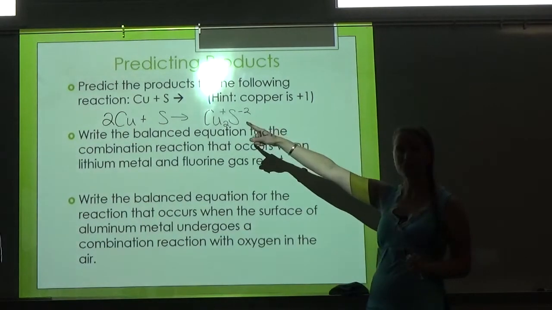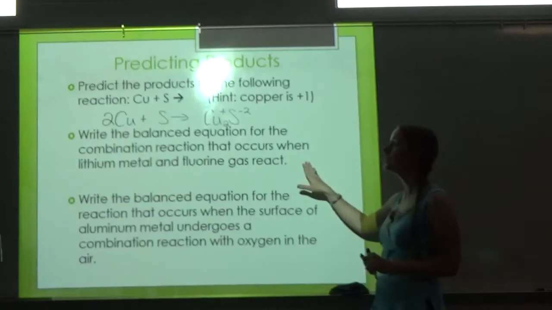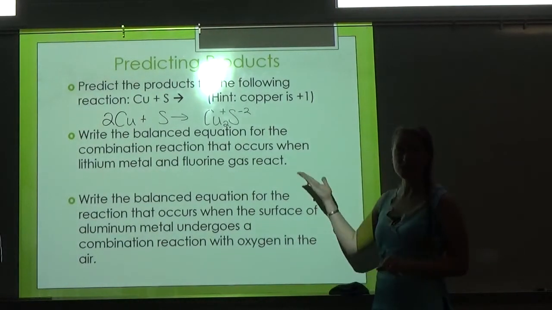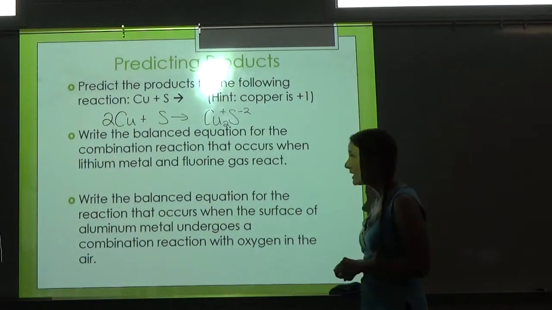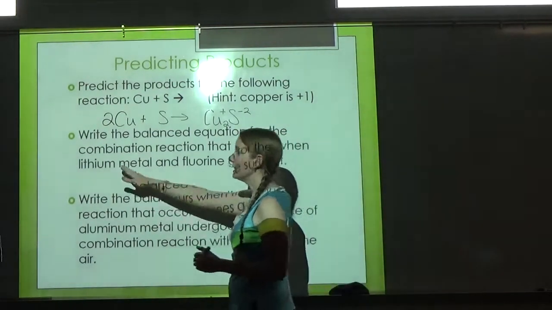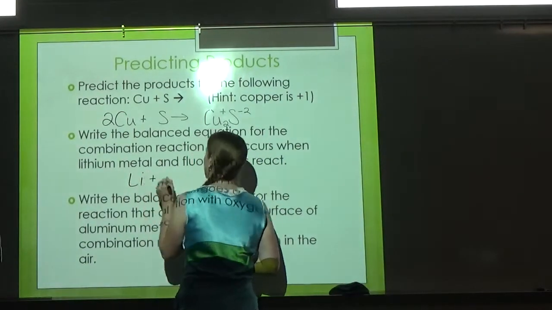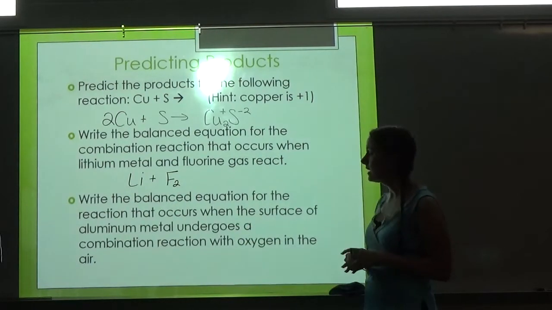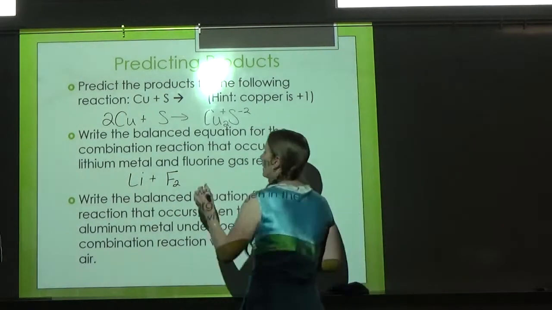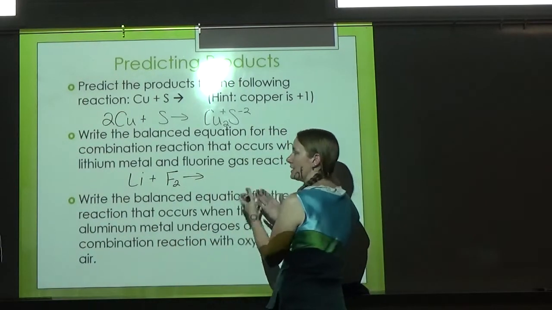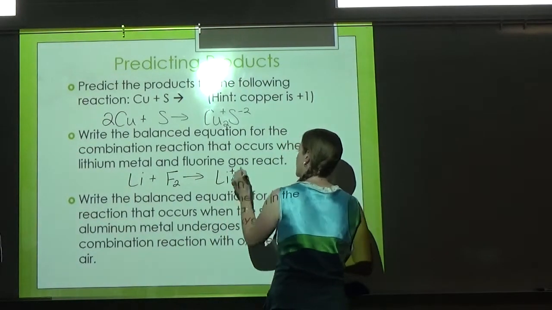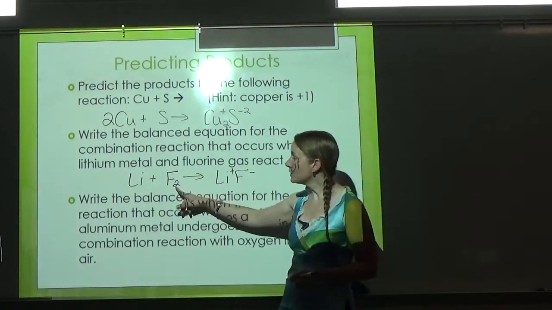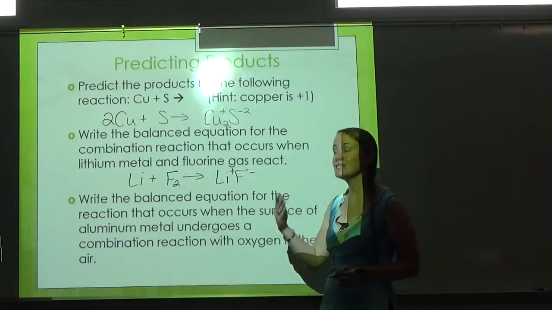Now, sometimes instead of giving you the formulas, I could give you the words, so make sure that you know how to do those word equations. It says write the balanced equation for the combination reaction, which is just synthesis, that occurs when lithium metal and fluorine gas react. Lithium is just Li, fluorine is F, but fluorine is a diatomic. So it's going to have the 2. Then they're going to bond together. Lithium has a positive 1 charge, fluorine has a negative 1. Notice I didn't bring the 2 over. Fluorine only has the 2 right here because it's by itself and it's diatomic.